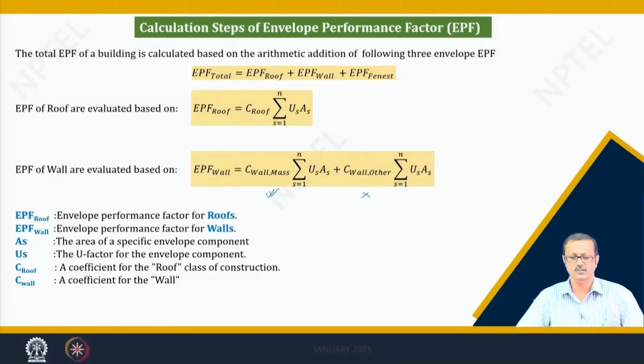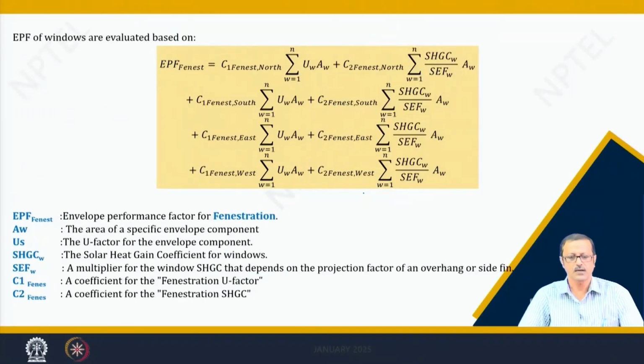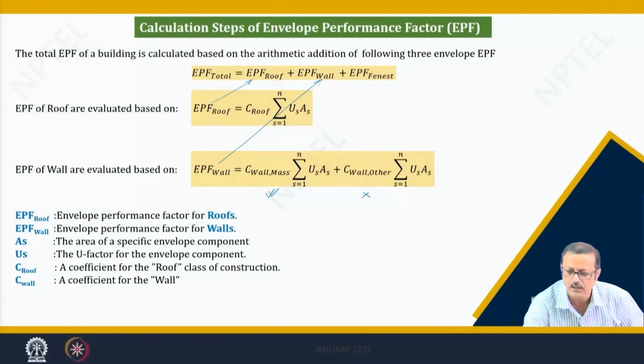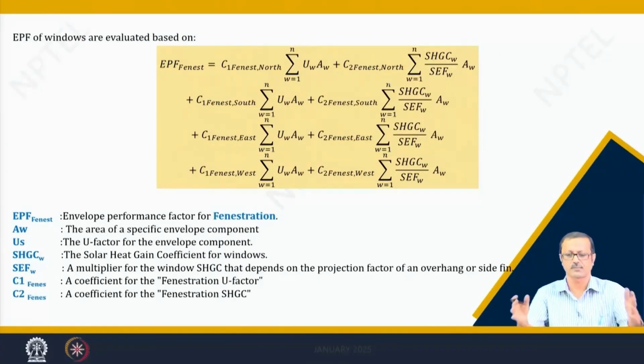So, the C of the mass wall, that again will be taken from the code. Now, this is a big equation for the EPF of the fenestration. If I go back, this takes care of the EPF of the roof, this will take care of the EPF of the wall. Now, the fenestration is taken care of by this equation. Big equation, looks very big, but it is a very rhythmic equation. It has 4 lines. The first line is for the north fenestration, second is for the south, east and west.